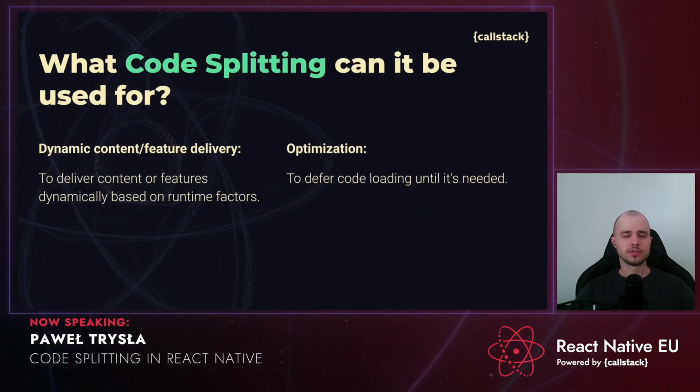There are two main usages of code splitting in context of React Native: dynamic content and feature delivery, which allows to provide certain features on demand or for a specific user or group of users. Secondly, there's an optimization use case. Because code splitting allows to load the code later on demand, it can be used to defer code loading until it's needed. This can improve time to render and time to interactive, since React Native has to load and execute less code initially at the startup.